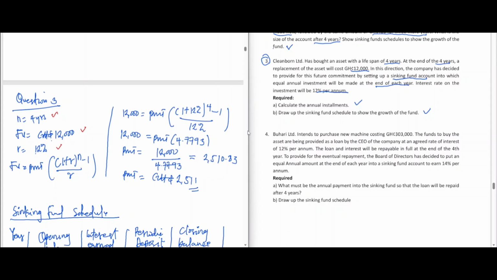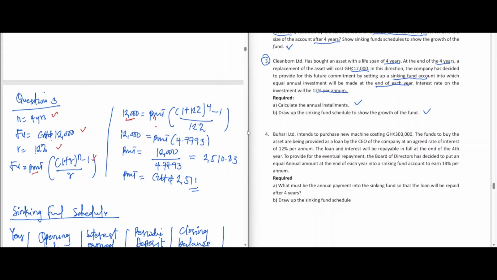So in this case, we have to use our future value annuity formula, because we want to know an annual installment that they have to make in order to pay a future value of 12,000 Ghana cedis. So we use our future value annuity formula, which is the periodic deposit or installment times (1 plus r to the power n minus 1) all over r, right? We know our future value to be 12,000 Ghana cedis.